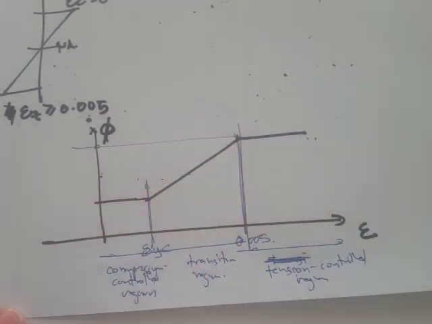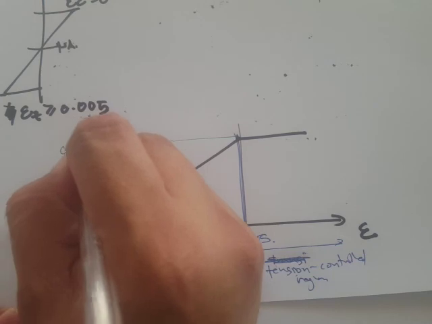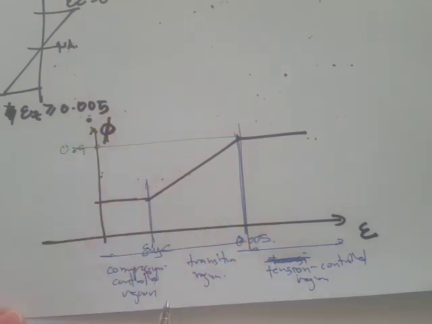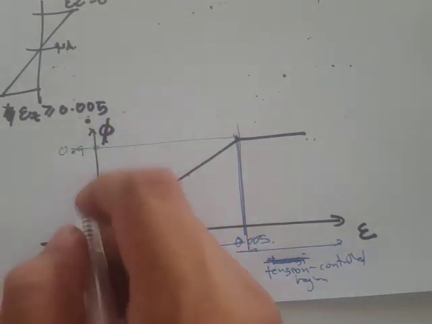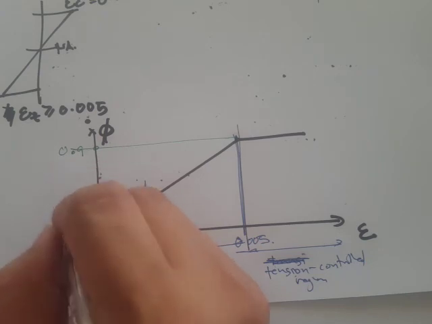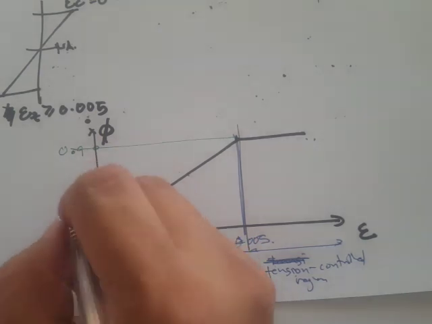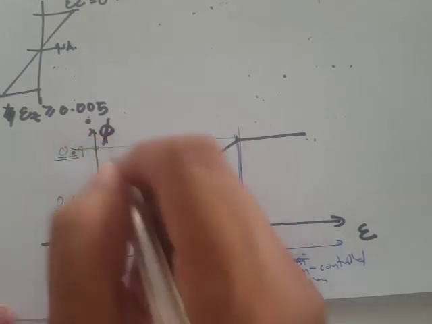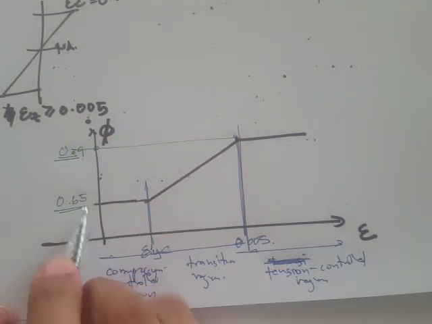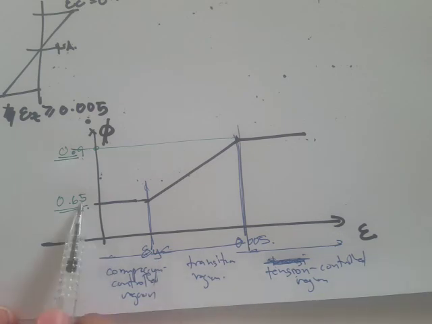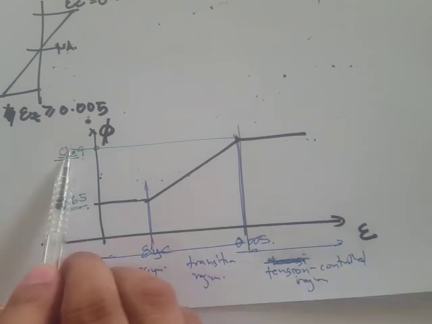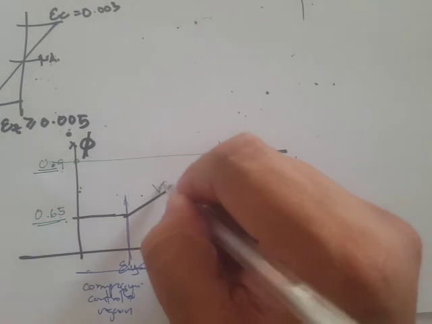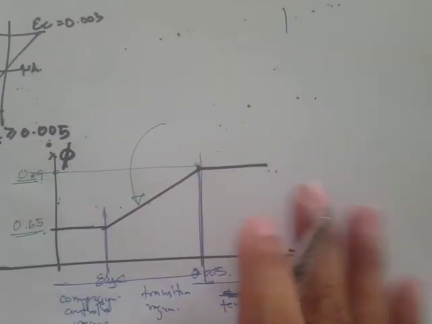Okay, so the graph just says that if you are in the tension controlled region, then the strength reduction factor would be 0.9. But if you are in a compression controlled region, you're going to have a value of 0.65. Okay, so if you're in compression controlled, this is it. If you're in tension controlled, then 0.9. But if you are in between, let's say you're in the transition region.